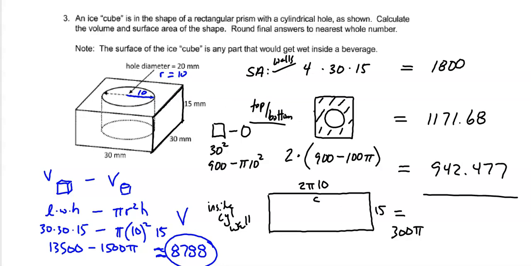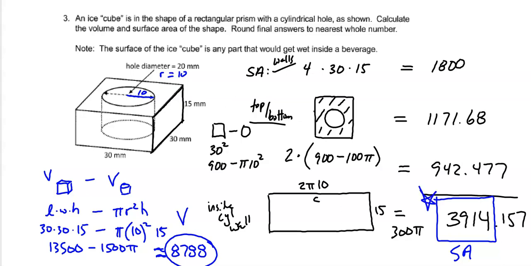1171.68 plus 942.477 equals, I think it's 3914.157. So that would be just straight up 3914 for the surface area. So I think I messed up when I did this one. I used 10 instead of 15 for the height. So be careful on this one. That one, it might have said you missed it when you really didn't.